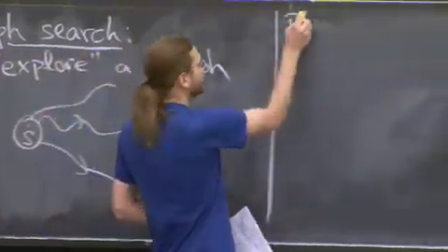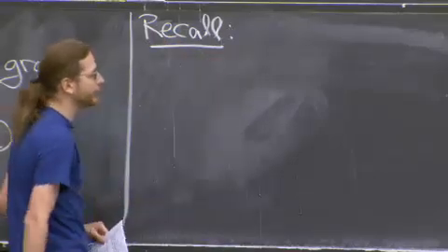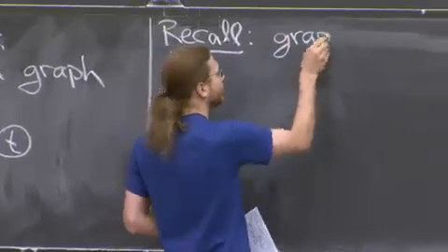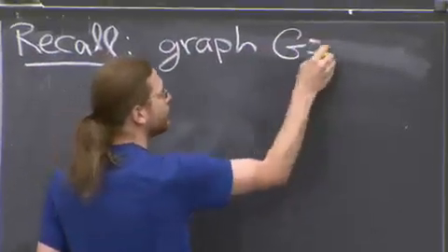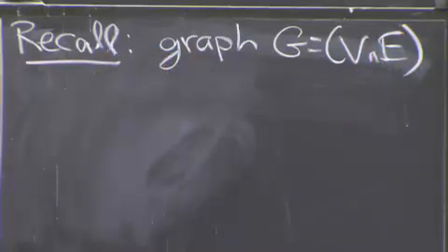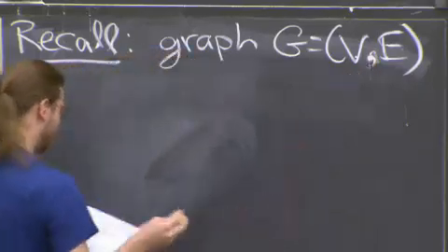Before we go further, though, I should remind you what a graph is and the basic features of graphs that we're going to be using. This is all 6.042 material, so you should know it very well. If you don't, there's an appendix in the textbook about it. We have a set of vertices. We have a set of edges.